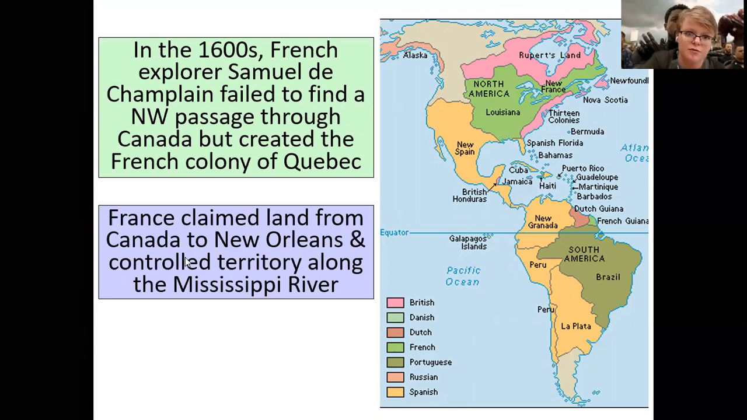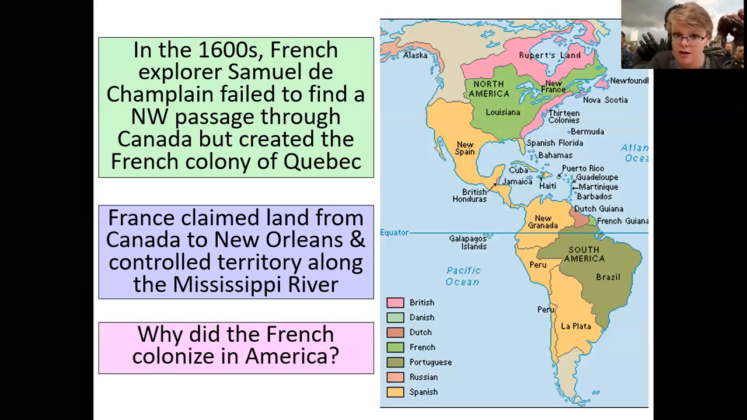In the 1600s, French explorer Samuel de Champlain failed to find a northwest passage, so they were looking for a passage that would take them over the top of North America, as opposed to going all the way down around South America to get to China, which is still where they're trying to get. They're still trying to get to the East Indies. So he failed to find his Northwest Passage through Canada, but he created the French colony of Quebec. So instead of finding Northwest Passage, they just started taking over this territory. France claimed land from Canada to New Orleans and controlled territory along the Mississippi River.